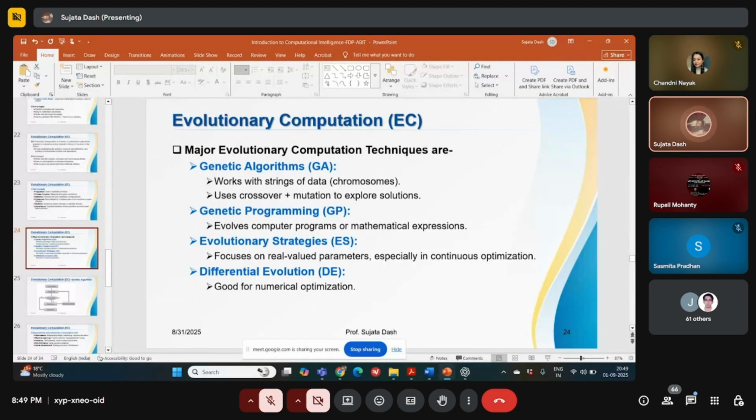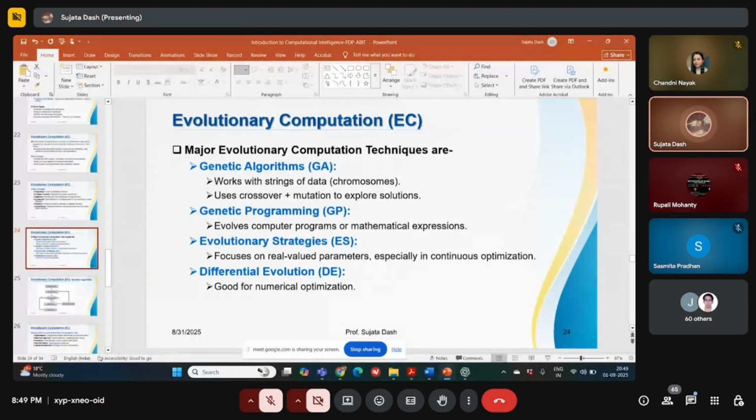Then the major evolutionary computation techniques. First is the genetic algorithm. This is the most popular evolutionary computing technique. It uses chromosome-like structures. Those chromosomes are defined maybe using binary strings or real numbers, and it applies selection, crossover, and mutation to evolve solutions. And applications, I have already told you, it can be applied to scheduling problems, routing, and also design optimization problems.